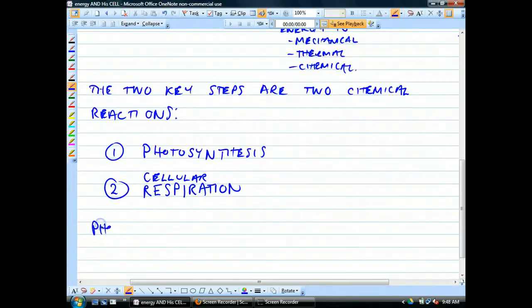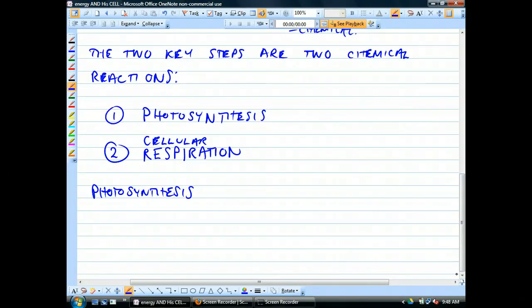Okay, let's look at photosynthesis. We're going to get into a lot more detail on these, but I'm just going to give you an overview today, and then we're going to do a quick little lab activity. Photosynthesis looks like this.